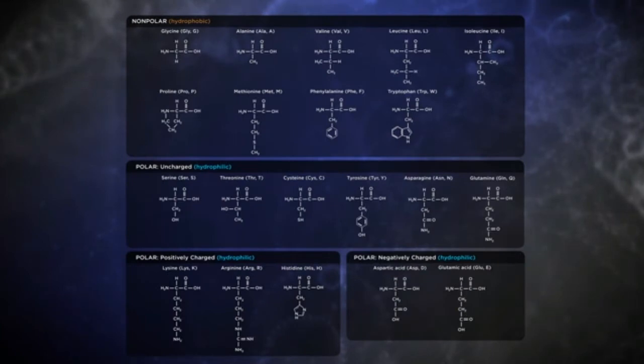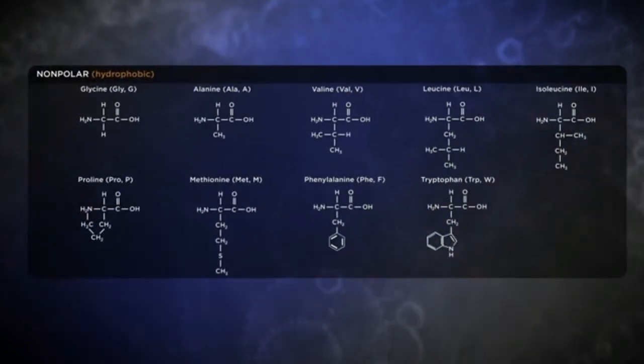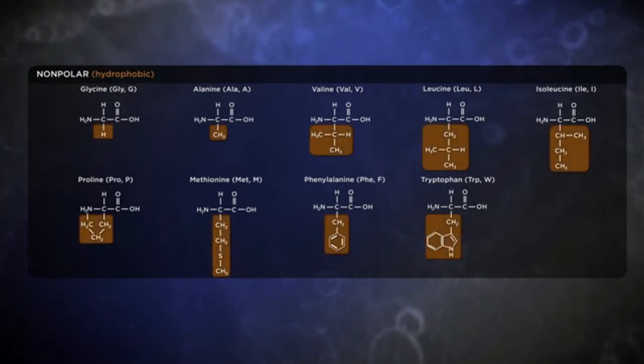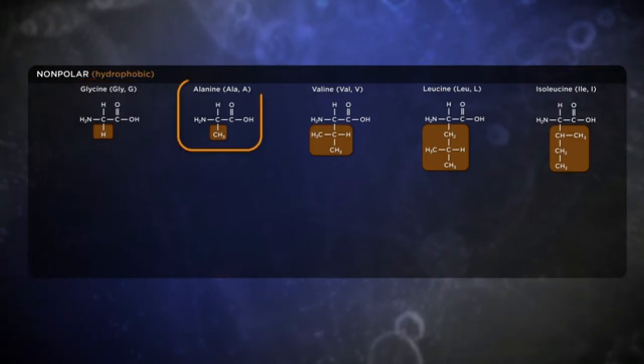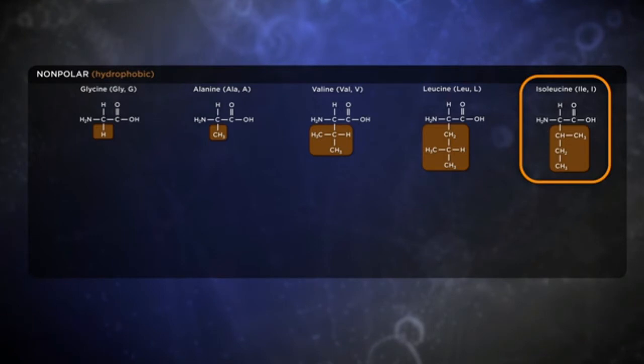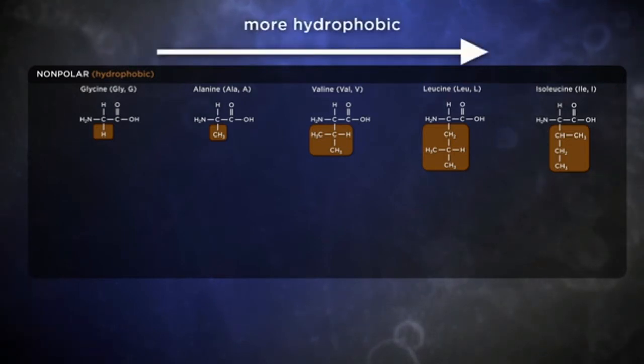Let's now look more closely at the 20 amino acids used in building proteins, starting with amino acids whose R groups are hydrophobic. Hydrophobic amino acids, as noted, have R groups mostly containing carbons and hydrogens. This includes glycine, alanine, valine, leucine, and isoleucine. The degree of hydrophobicity increases steadily from glycine to isoleucine as the R groups increase in size and complexity.